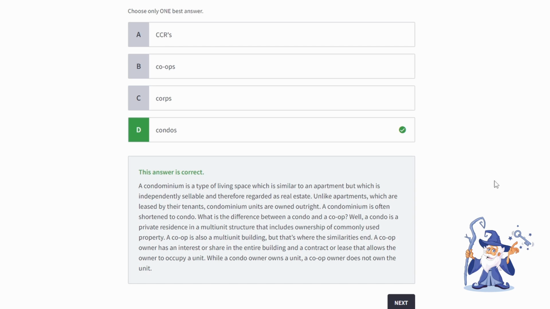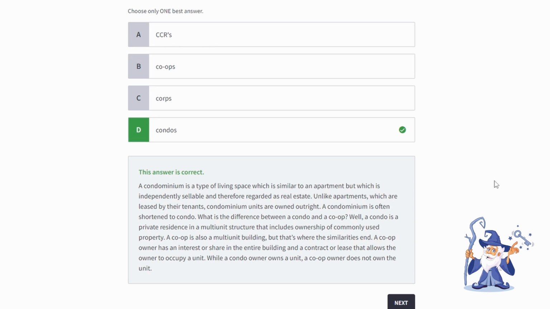What's the difference between a condo and a co-op? Well, a condo is a private residence in a multi-unit structure that includes ownership of commonly used property. A co-op is a multi-unit building, but that's where the similarities end. A co-op owner has an interest or share in the entire building, and a contract or lease that allows the owner to occupy a unit. So while a condo owner owns a unit, a co-op owner does not own a unit.